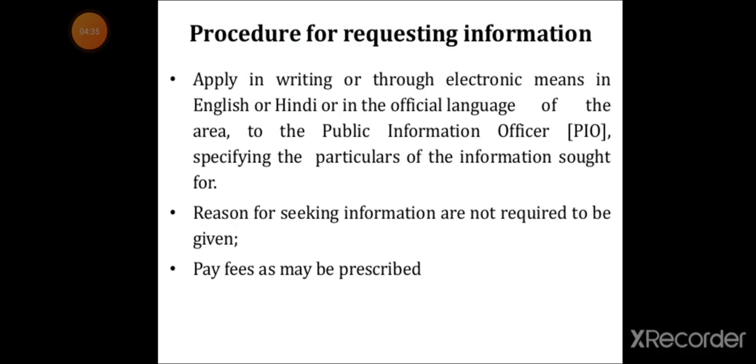Procedures for requesting information. Apply in writing or through electronic means in English or Hindi or in the official language of the area to the Public Information Officer, PIO, specifying the particulars of the information sought for. Reasons for seeking information are not required to be given. Pay fees as may be prescribed.